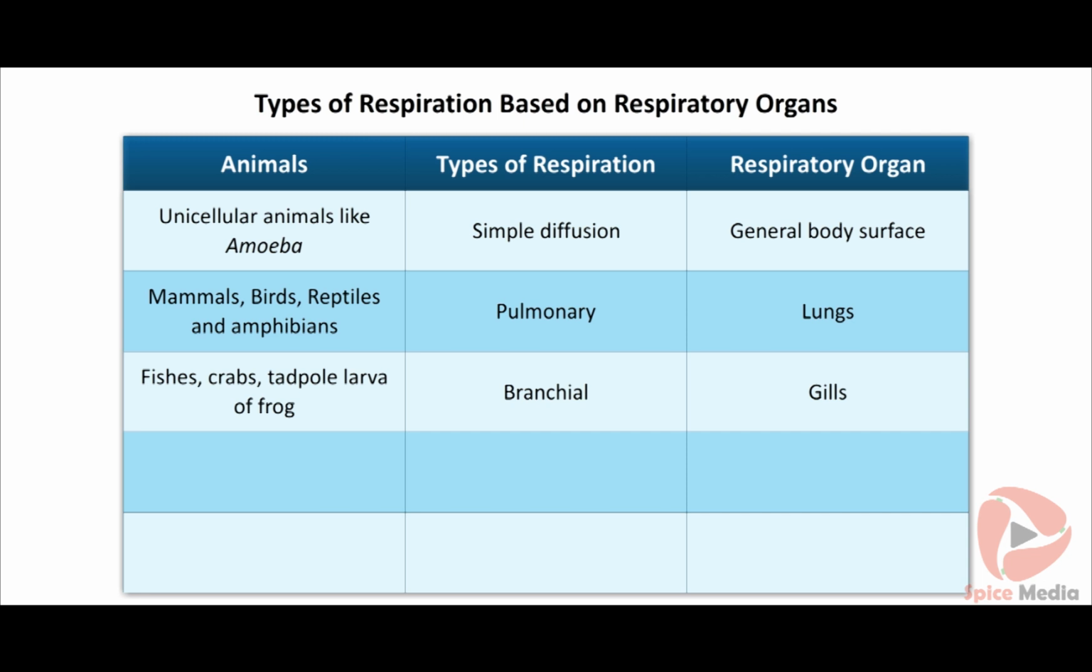Fishes, crabs, tadpoles or frogs have branchial respiration. Gills are the respiratory organs involved in this type of respiration. Earthworm, leech, and amphibians have cutaneous respiration. Skin is the respiratory organ involved in cutaneous respiration. Insects have tracheal respiration. This type of respiration occurs through trachea.